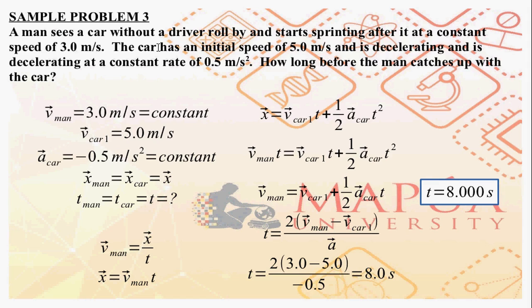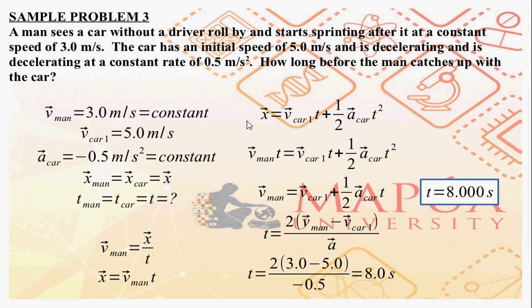In the previous two examples, you only have one object that is moving. In this problem, we have two objects to take note of, the man and the car. For problems with more than one object that is moving, say, like in this example, two objects that are moving, don't make it more complicated than it is. Don't make your analysis more complicated than it is.